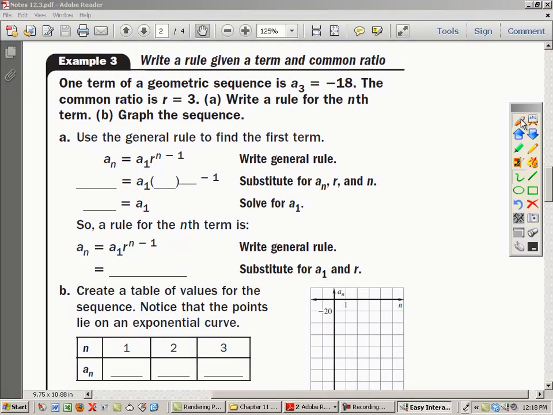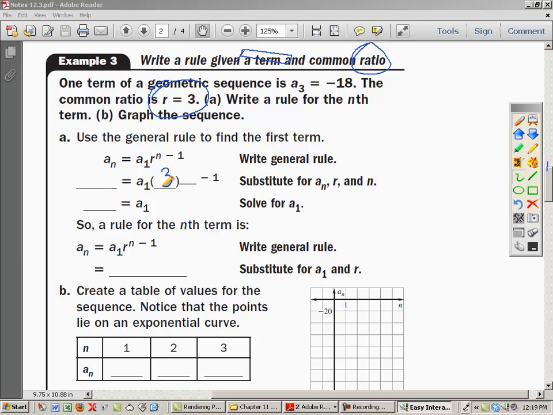So in taking a look at example number 3, it says write a rule given a term and a common ratio. Very similar to what we did last time. We're going to give you a term, we're going to give you the ratio, see if you can figure out the rest. So in our case, we know that our common ratio is 3.